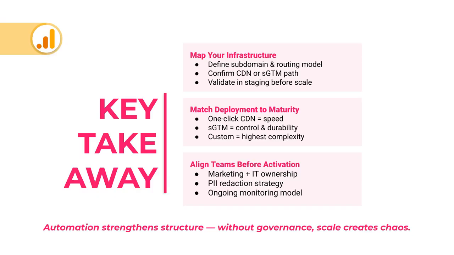Let me close with 3 practical principles for implementing Google Tag Gateway effectively. First, map your infrastructure before moving any traffic. Google Tag Gateway is not just a tagging change, it's a routing and infrastructure decision. Define which subdomain will serve scripts, such as metrics.yourdomain.com, and determine whether routing will happen via Cloudflare, Akamai, Fastly, or server-side Google Tag Manager. Confirm DNS access and internal ownership early.